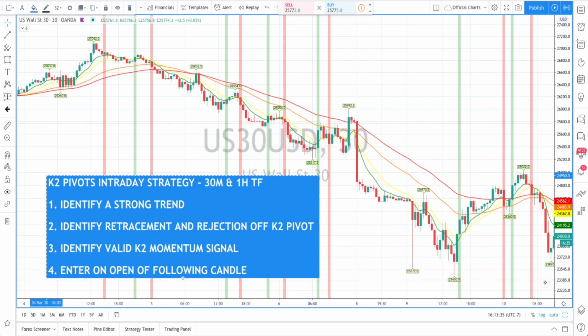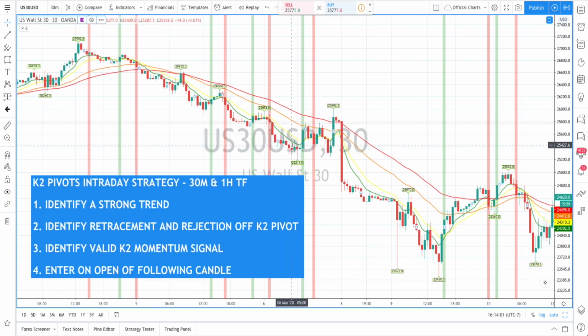Today I'm going to be going over the K2 Pivots intraday strategy, and you can use this on the 30-minute and 1 hour time frame. So let's get started. The first requirement requires that you identify a strong trend. The next requirement requires that you identify a retracement and rejection of the K2 pivot. Lastly, you need to identify a valid K2 momentum signal, and once all these three requirements have been met, you can enter on the open of the following candle. Simple, right? Alright, so let's get started with the first requirement.